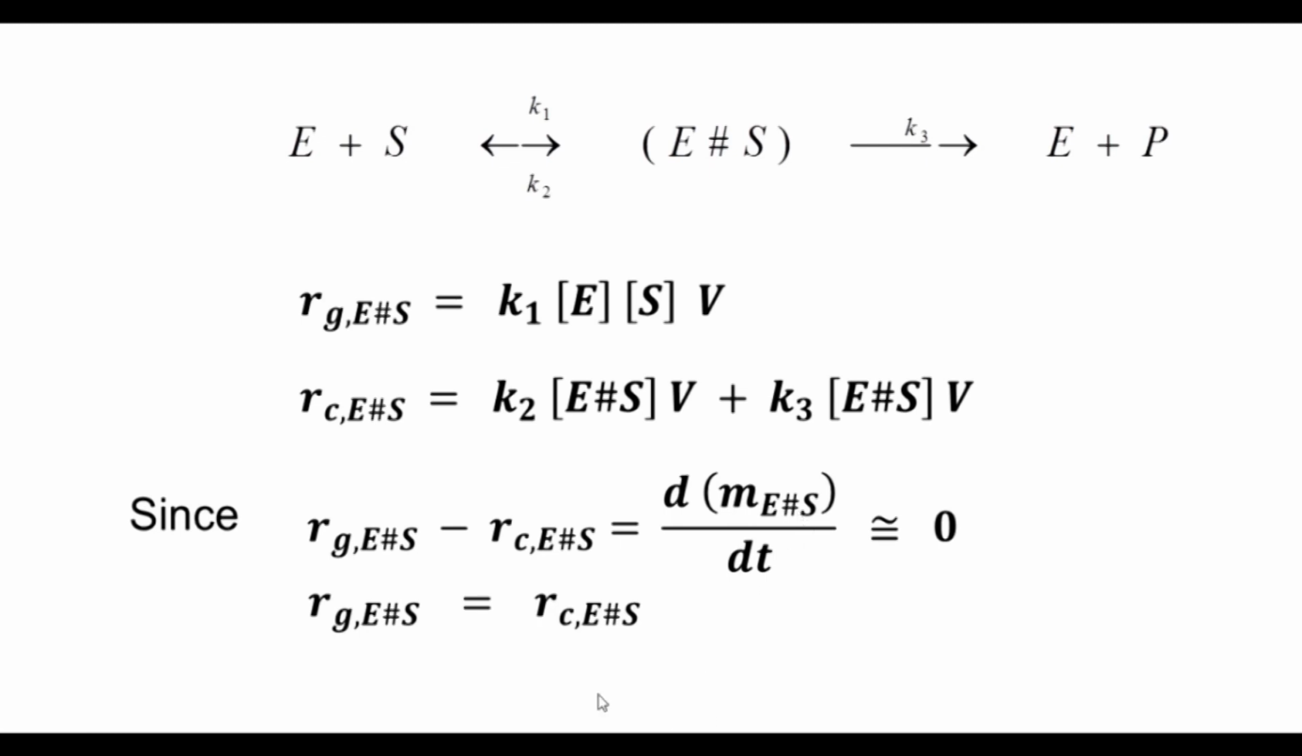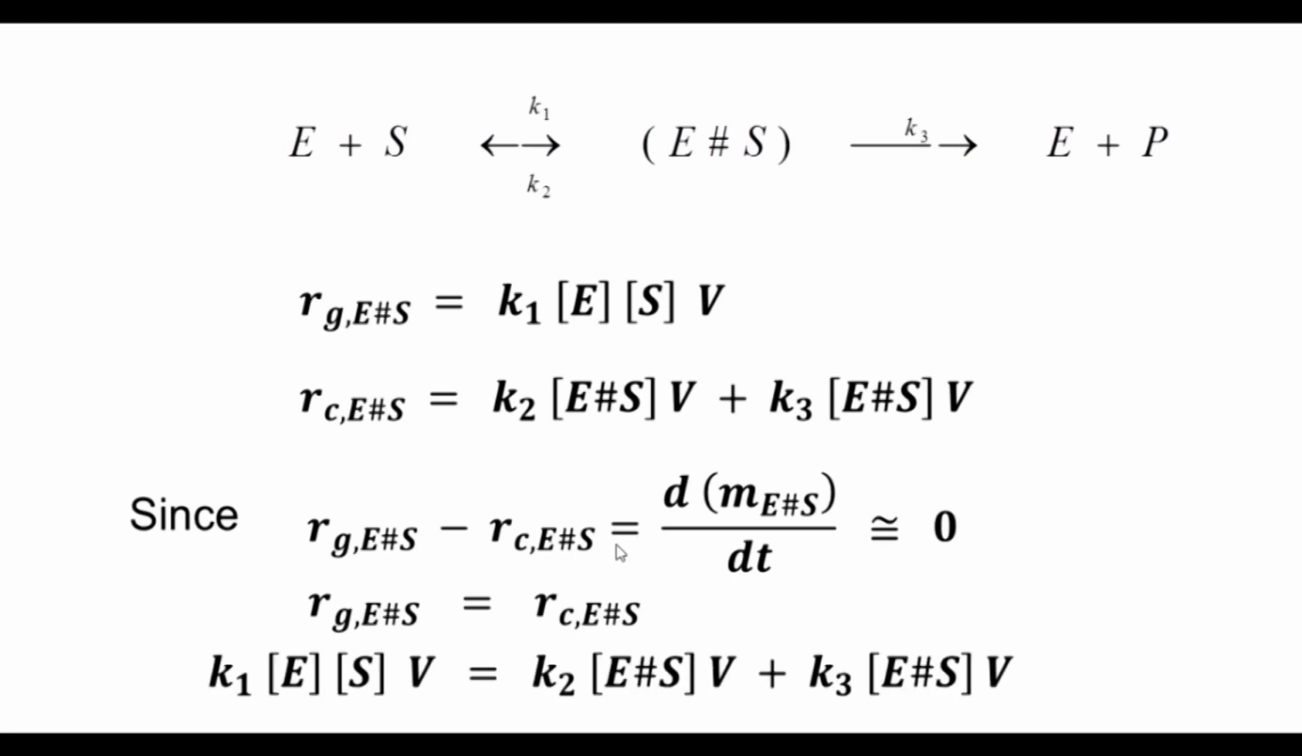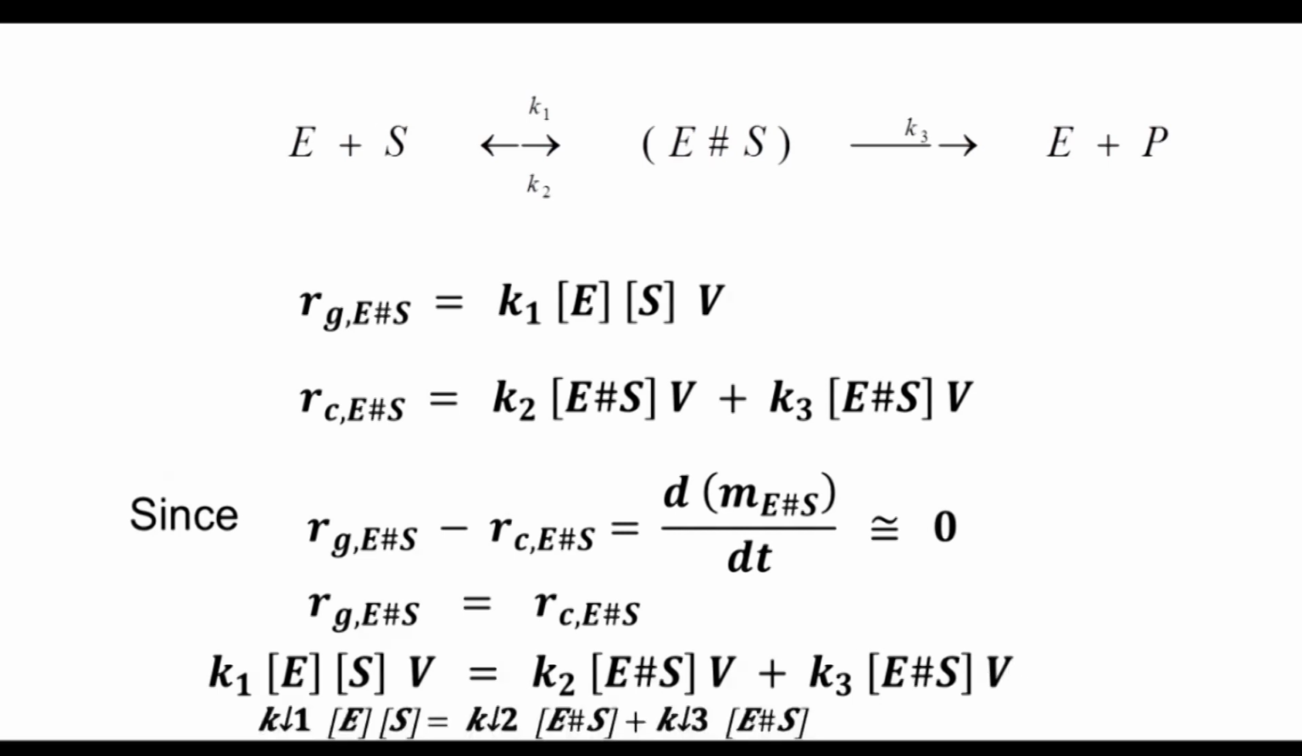assumption, and therefore the rate of generation of the enzyme substrate complex equals the rate of consumption of the enzyme substrate complex, because this is equal to 0 in the previous step. Replacing the rates by the concentrations, K1 into E into S, both are concentrations into volume, equals K2 into enzyme substrate complex concentration into volume plus K3 into enzyme substrate complex concentration into volume. The volumes are the same, therefore they can be cancelled, and therefore you get K1 into E into S equals K2 into ES plus K3 into ES.